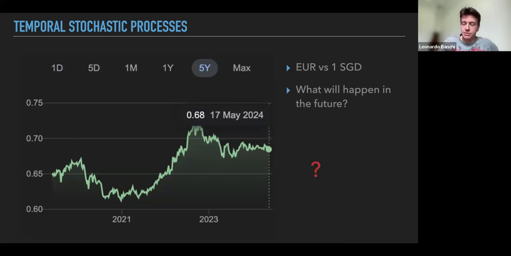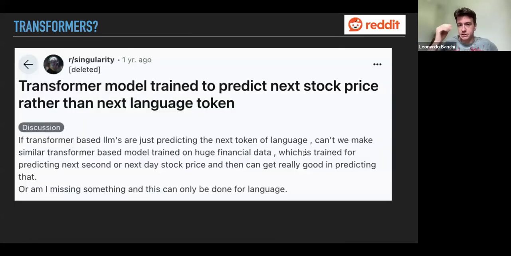Right now, you might know that there are very popular machine learning techniques based on the transformer architecture that are pretty good at dealing with languages and at predicting the next word in a sentence or something like that. And the question is, for instance, can you apply the same technique for predicting stock markets or stochastic processes like this? It's a legitimate question.